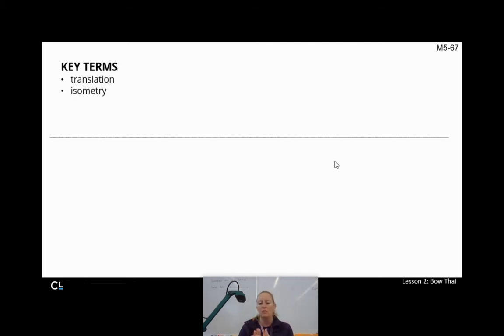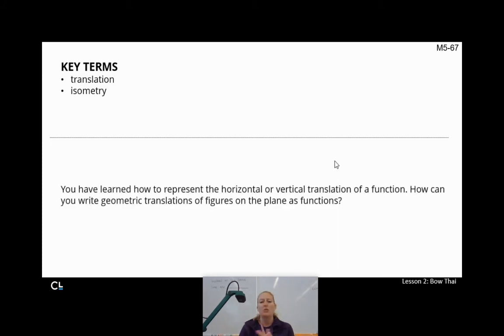We've talked about translations before, right? We just slide it over. And we'll get to isometry later on. You have learned how to represent horizontal or vertical translation of a function, right? We had a function on a graph and we're like, oh, if you subtract 2, the whole function goes whoop, down 2 units. How can you write geometric translations of those figures on the plane as functions then, right? How do you write a square as a function? That's what we're going to play with a little bit today.